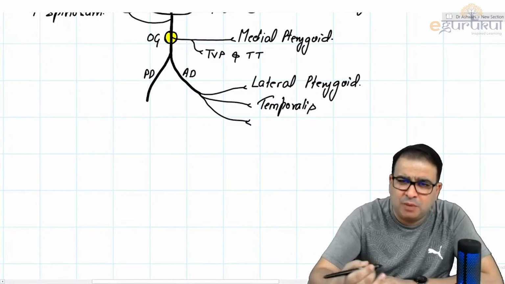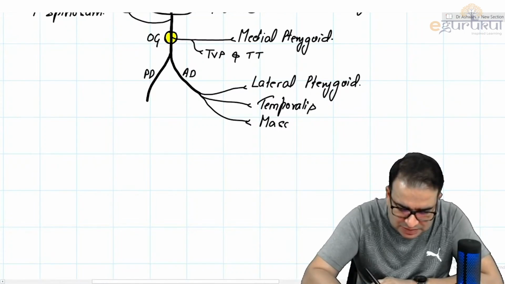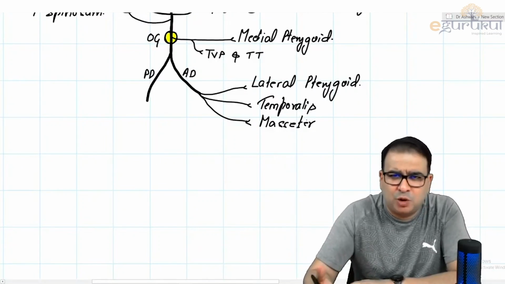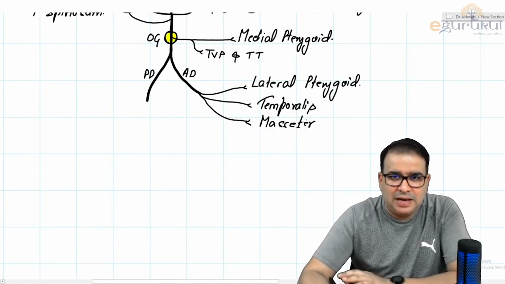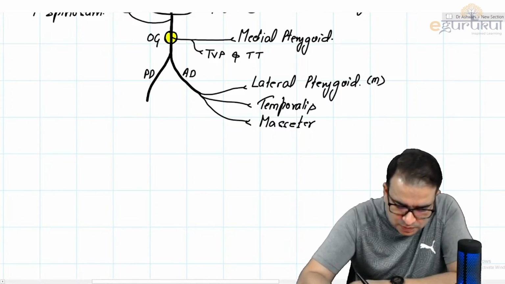We call them deep temporal branches. The muscle is actually temporalis. And it also supplies what muscle? Masseter muscle. We will be discussing all these muscles and everything in detail. अभी next 1 week में हमारी बहुत सारी classes हैं. Lateral pterygoid, temporalis, and masseter, guys. So that means this here is a motor branch. This also is a motor branch, and this also is a motor branch.